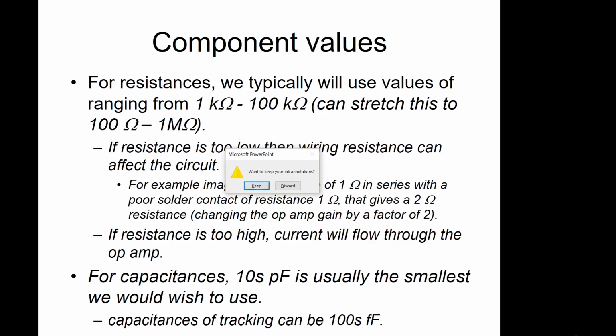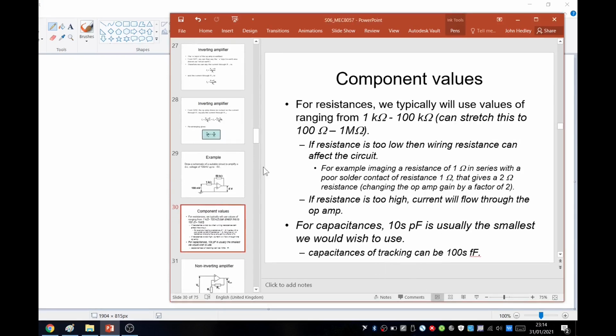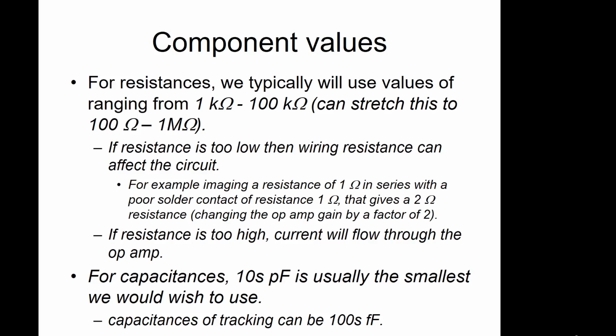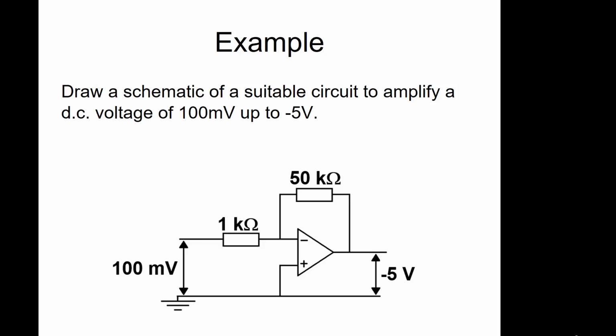So I'll just clear my scribblings and start again. Now in principle, we can use any values here we want, as long as it's a 50 to 1 ratio. So you could use 50 ohms and 1 ohm, or 50 mega ohms and 1 mega ohm. So in theory that should work. In practice you are limited to what values you have.